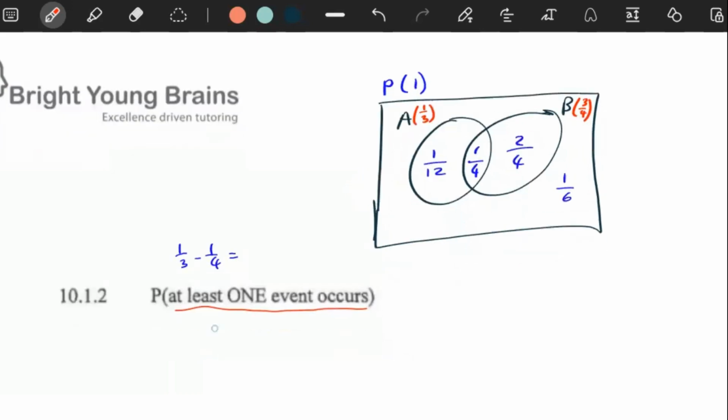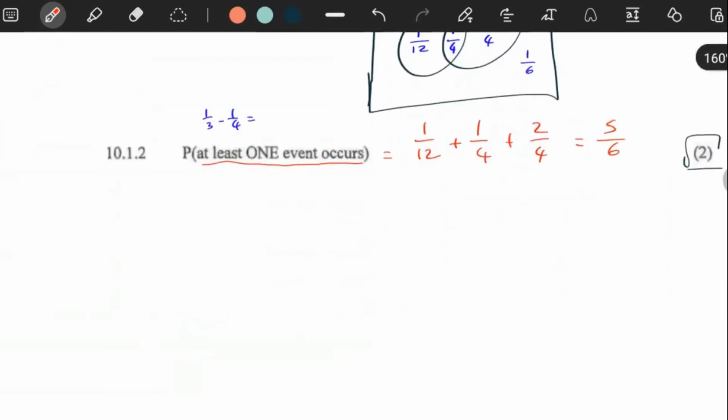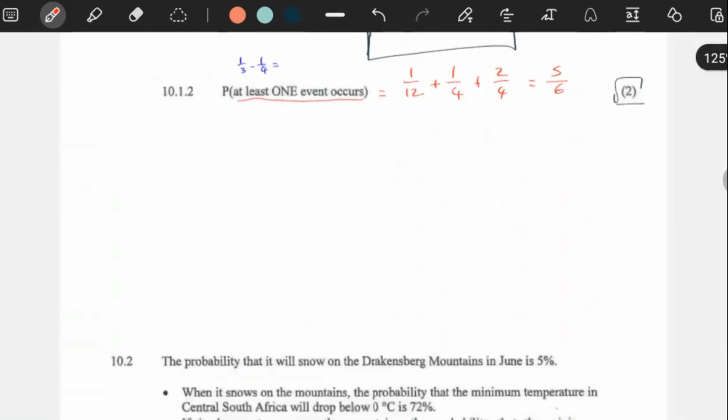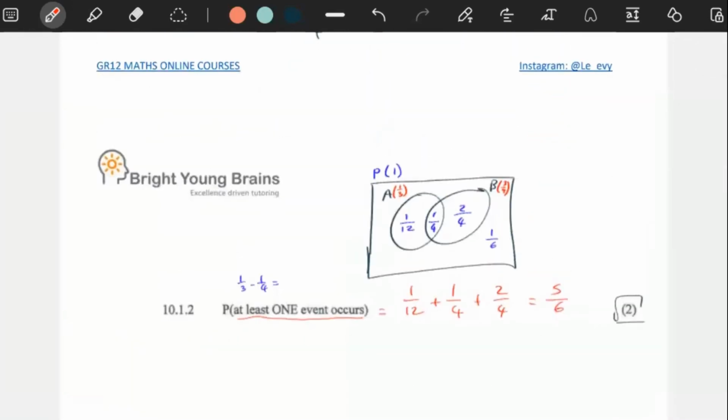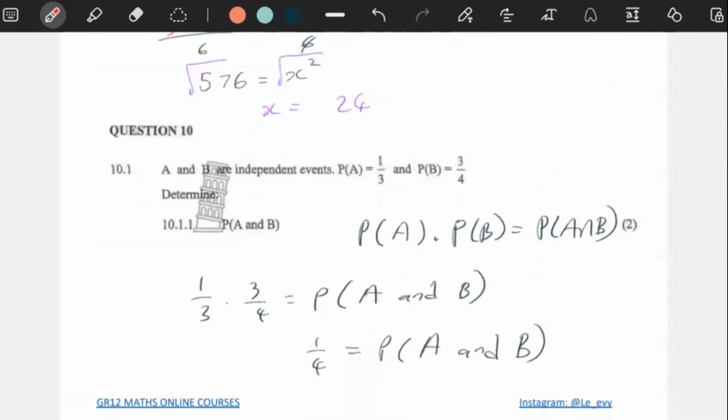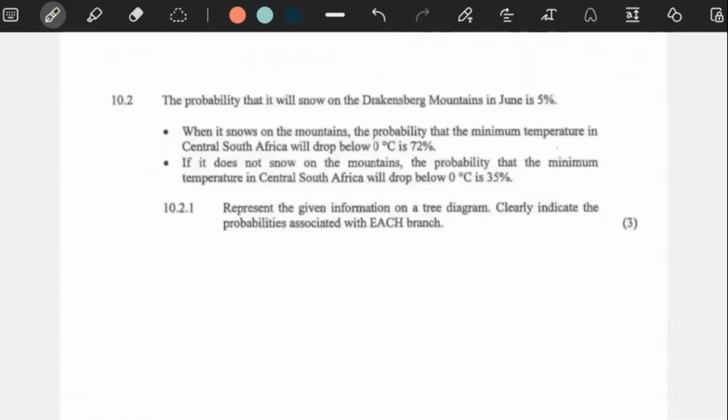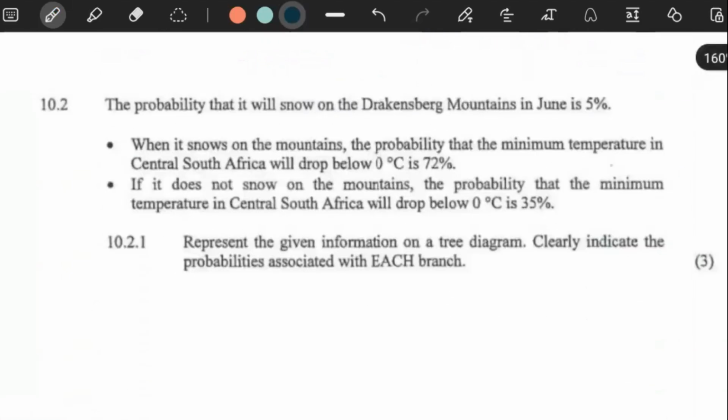So the probability that at least one event occurs is 1/12 plus 1/4 plus 2/4, which is 5/6. You see, because that's the probability that at least one event occurs. Then the next one here, it's a different question. That's 10.2. So 10.2 means that we're done with 10.1. Everything to do with 10.1, we have to disregard because it's a new question.